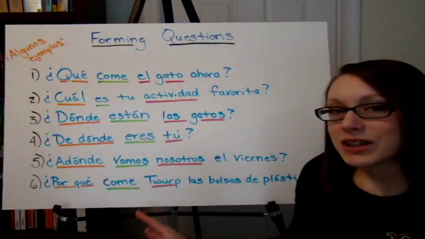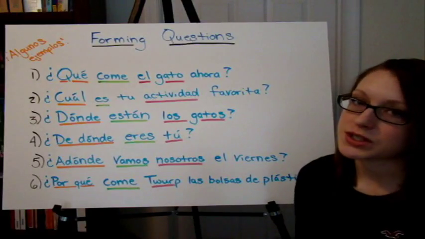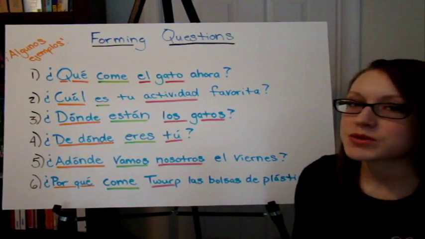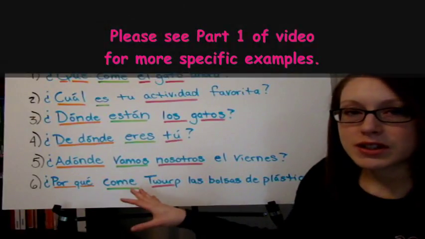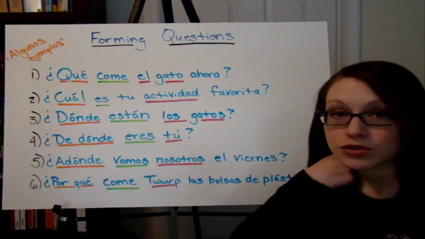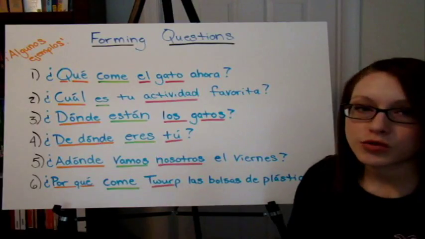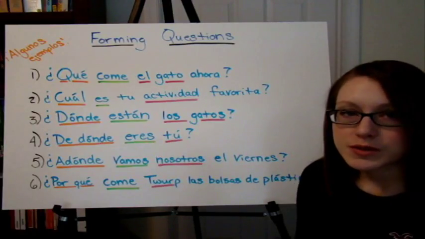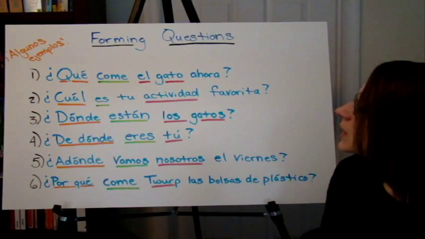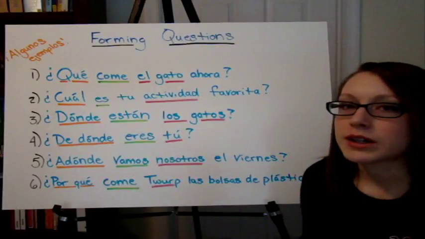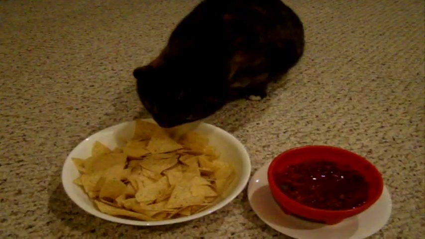Okay, aquí tenemos algunos ejemplos. I have some examples here to help you. We're going to go over just 6 of them just to review what the word order is. And remember, if you need to see specific examples on a specific interrogative that's not here, you can rewind the video and look at that specific interrogative to give you an example of that one. Okay, number 1, ¿Qué come el gato ahora? What is the cat eating now?